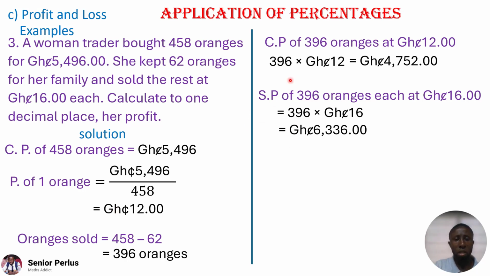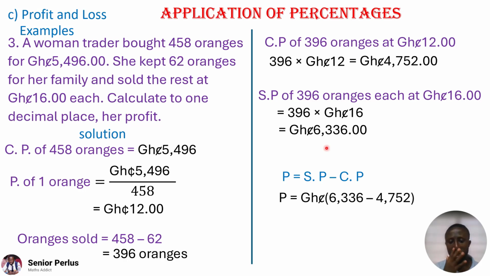So we have to know the cost price, then the difference multiplied by what? The 12 cedi. That's what the woman bought for one orange, okay? Then you have to know the selling price. The woman sold it at 16 Ghana cedi. You have to know that this, that's 396, that's the rest, then multiplied by the 16 Ghana cedi. So now we know the cost price and the selling price. We can calculate the profit.